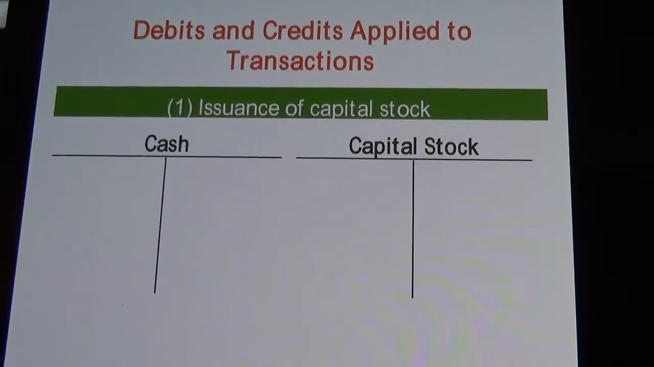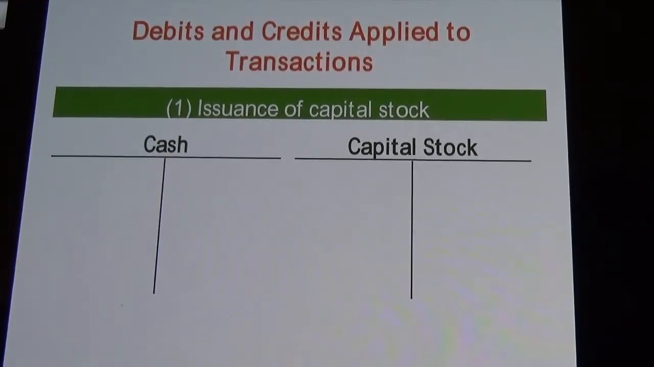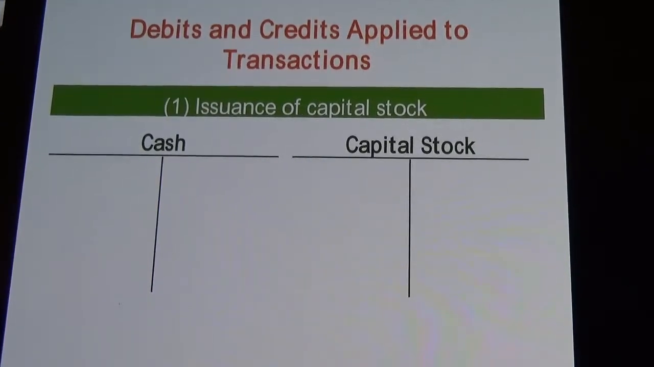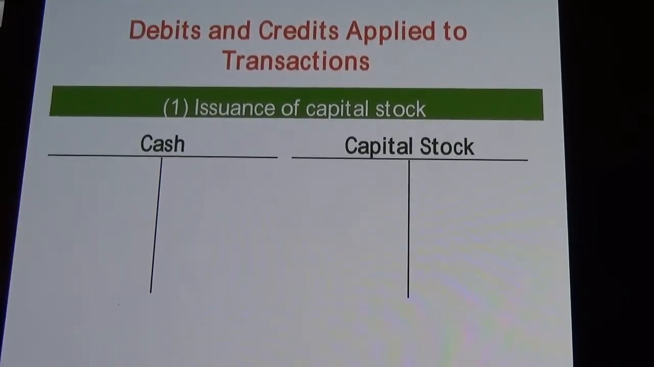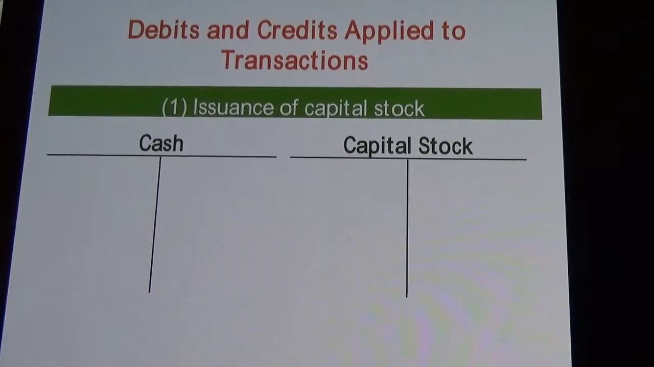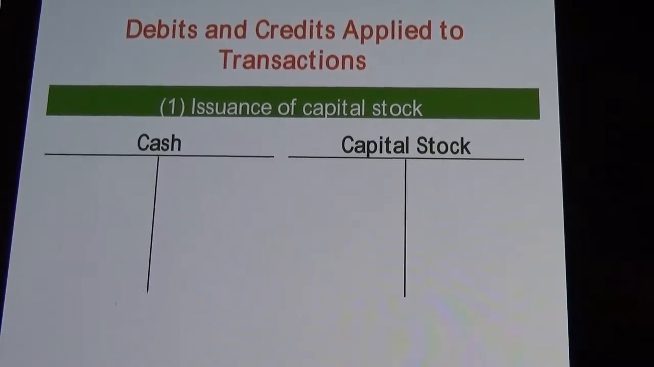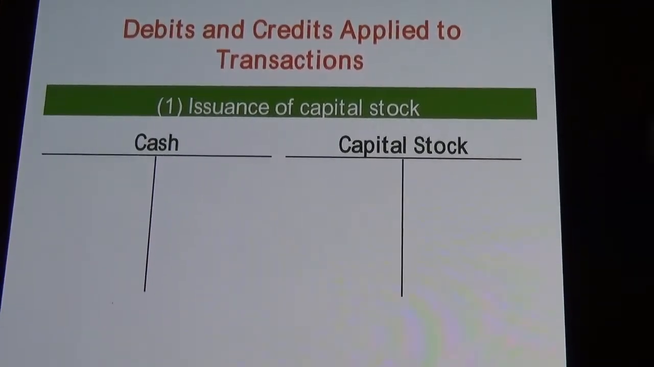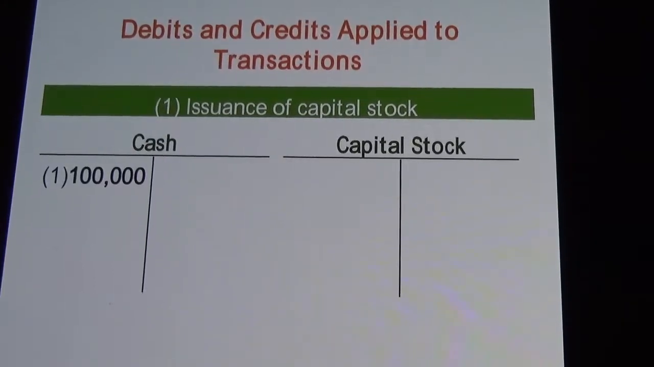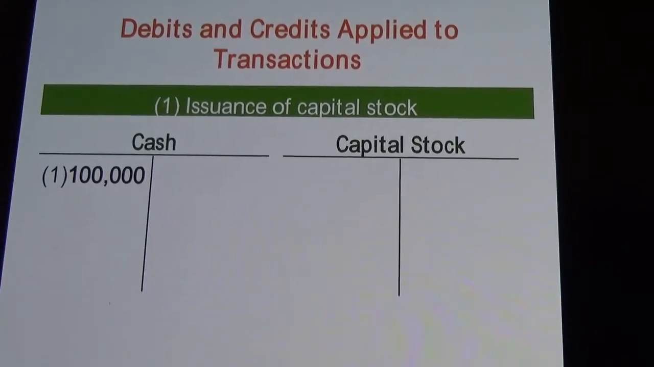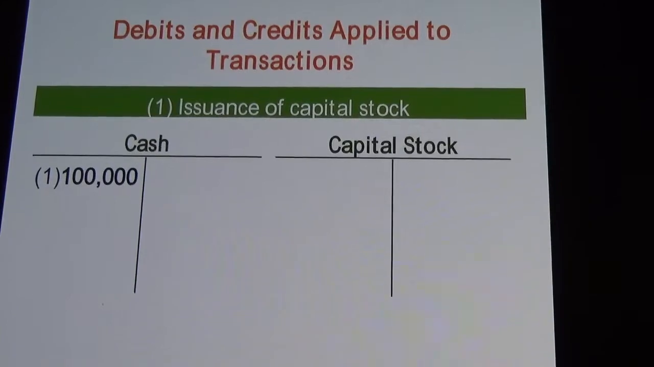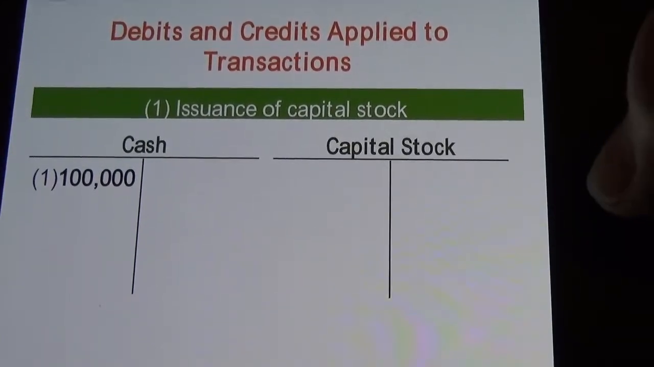One is the cash account and one is the capital stock account. Cash is an asset, and when we issue capital stock, we receive cash, therefore we're going to be increasing the cash. Because cash is an asset, it's going to increase with a debit, and therefore we're going to see the $100,000 that we received from Karen and Kathy increase that cash account with a debit entry.